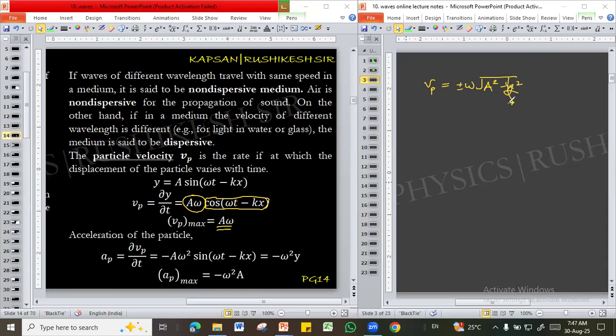So at the mean position, y is equal to 0. So if at mean position y is equal to 0, what will be the maximum particle velocity? Plus minus a omega. And if you talk about speed, it will be a omega.